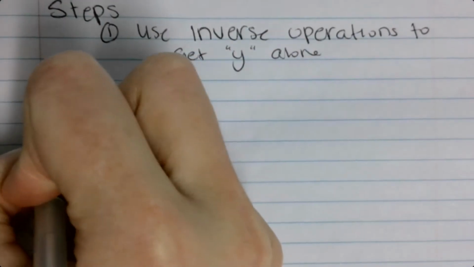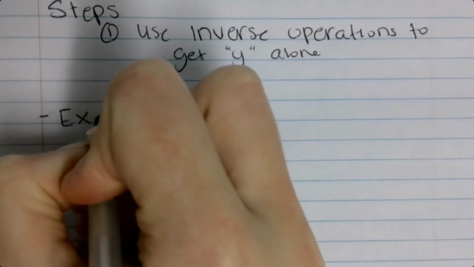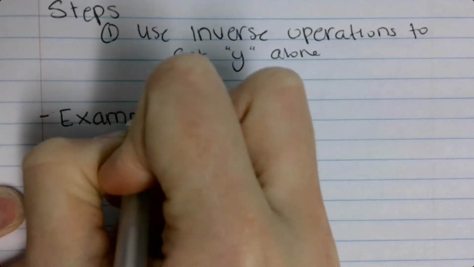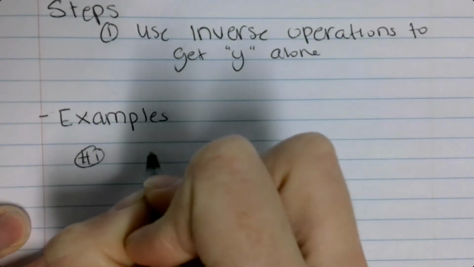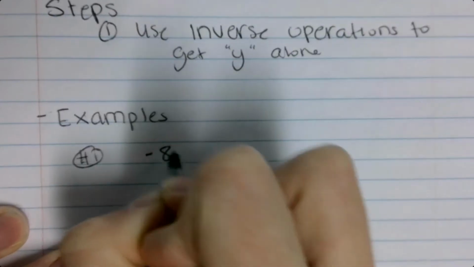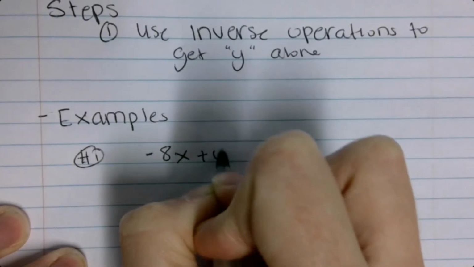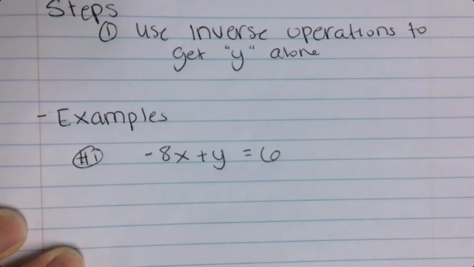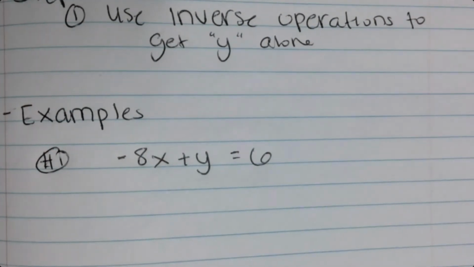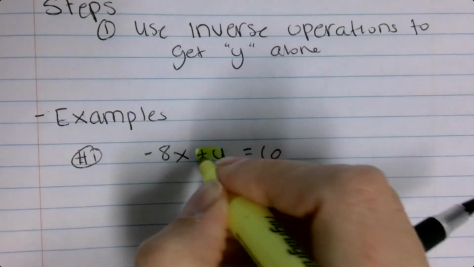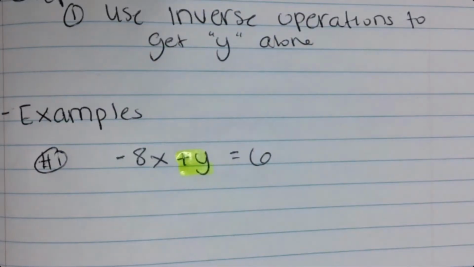So let's do some examples to help you understand what I mean by this, what we're actually doing. Our first example would be something like negative 8x plus y equals 6. Think about what it is that I want to get alone. I want to get this y to be alone.